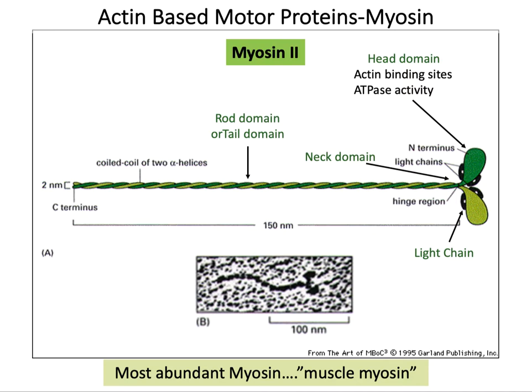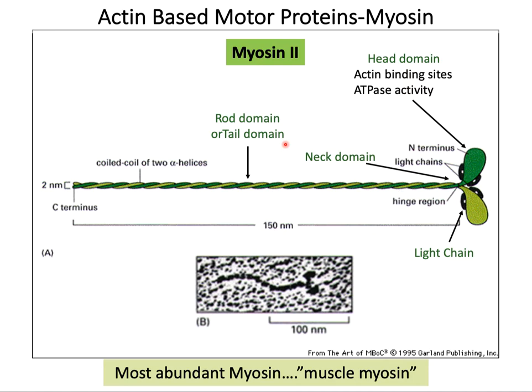The most abundant type of myosin, the one that was first discovered and probably the one we understand the most about, is known as myosin 2. So I'm going to use the structure of myosin 2 to introduce this topic, but we will also look at some other myosins as well.